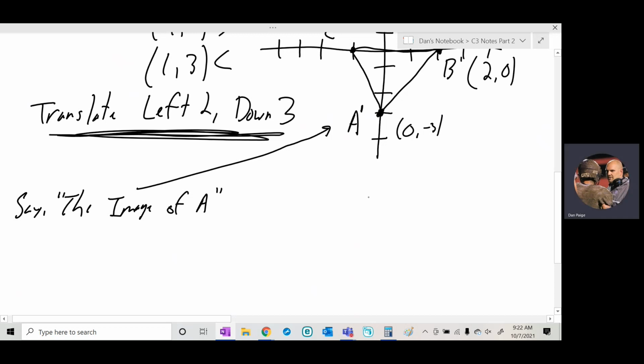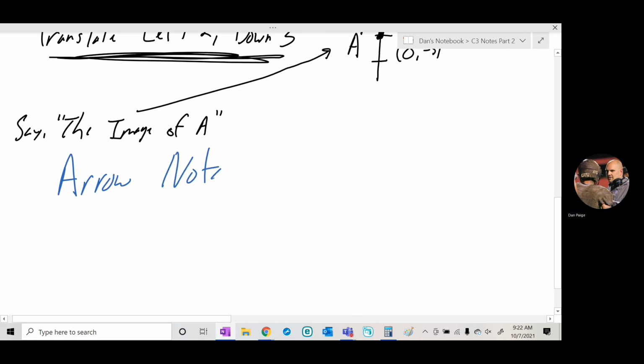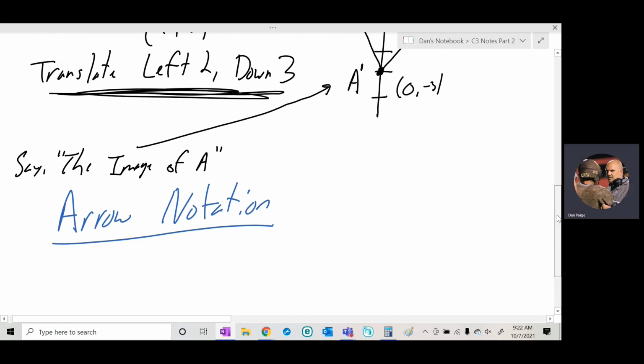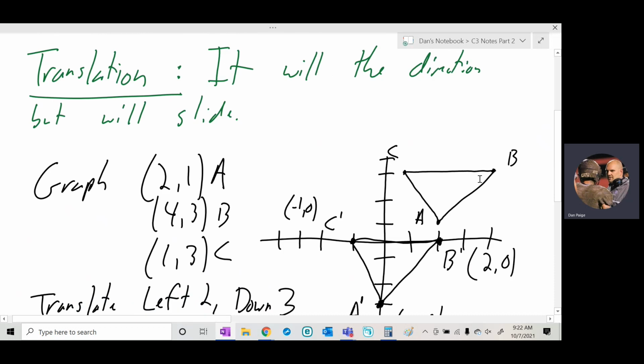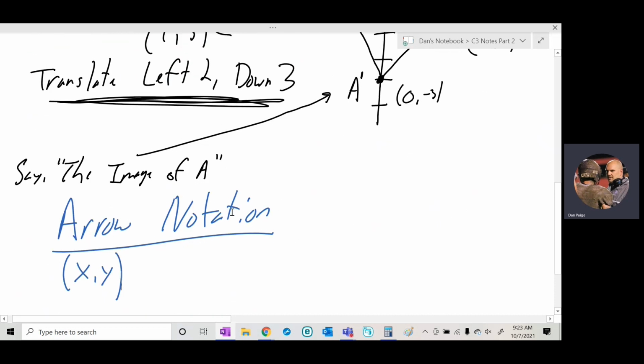So now we're going to write it out in a dorky math way. It's called arrow notation. In arrow notation, the way that it always looks is they're going to describe this rule, but in dorky math ways. The way that we do it is like this: X, Y, which just means the location of the point, like this, right? X and Y, the location of the point.